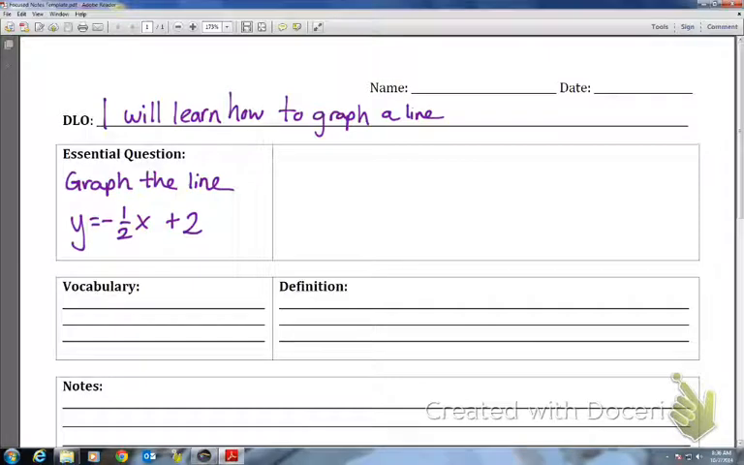Our first vocabulary word is called the x-intercept. And the x-intercept is a point on a graph where y is equal to 0. So a point on a graph where y equals 0. Or in other words, where the graph crosses the x-axis.